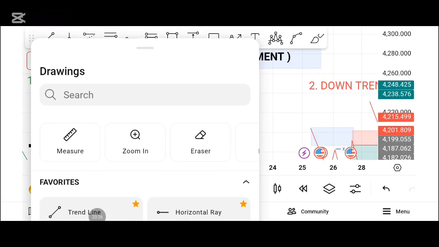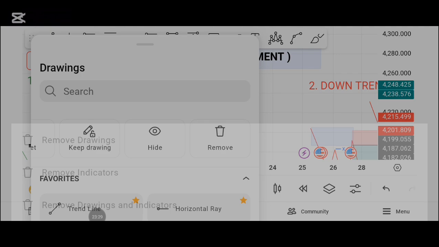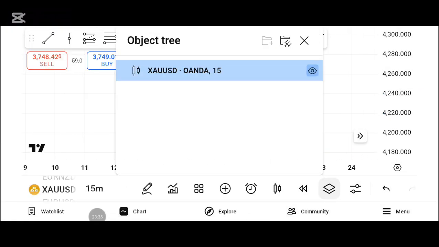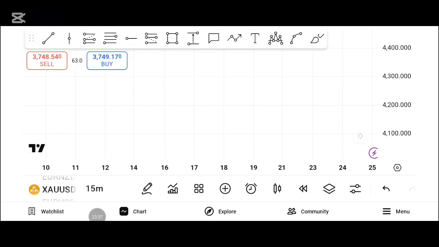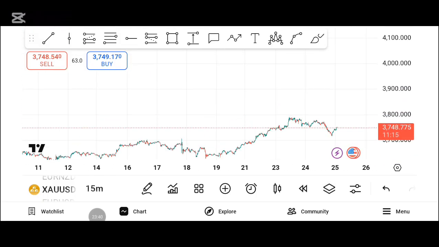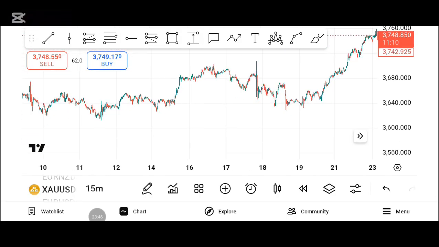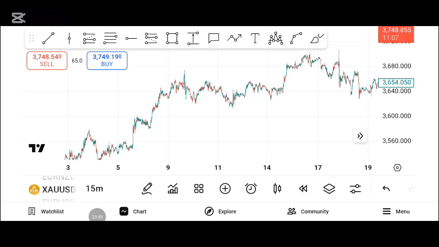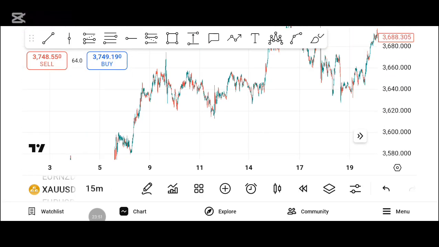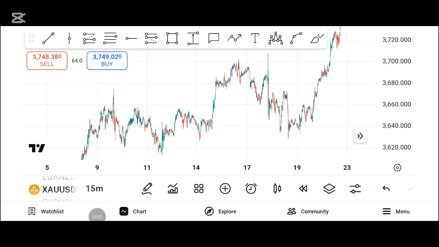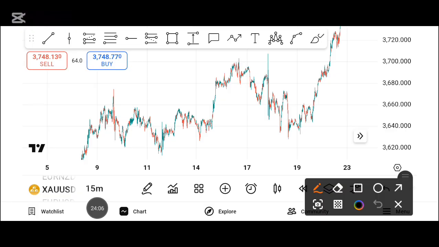So let's clear everything. I believe you understand the concept of inducement. Let's go to the live chart. We want to analyze this market, so pay attentively as we analyze this market together. Alright, pay attention. So let's start from this point. This is good.